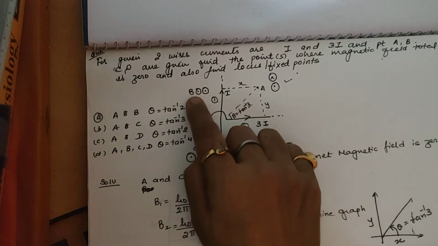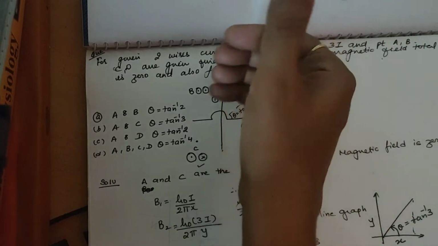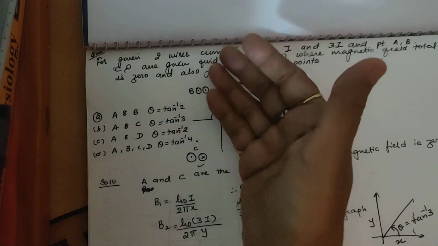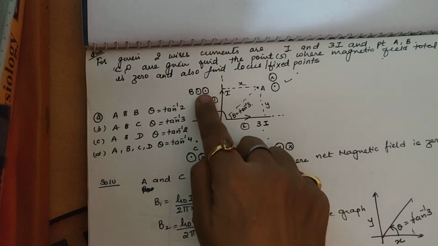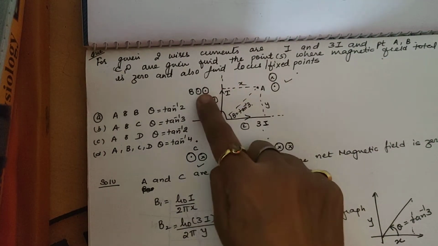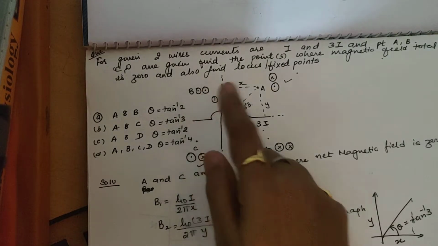Come to this point. For the B point, we need to go to the B point. So this would be in the upward direction, and for this wire also it is in the upward direction. So these two are in the upward direction, so this will not give the possibility where the field intensity is 0, because both add up.